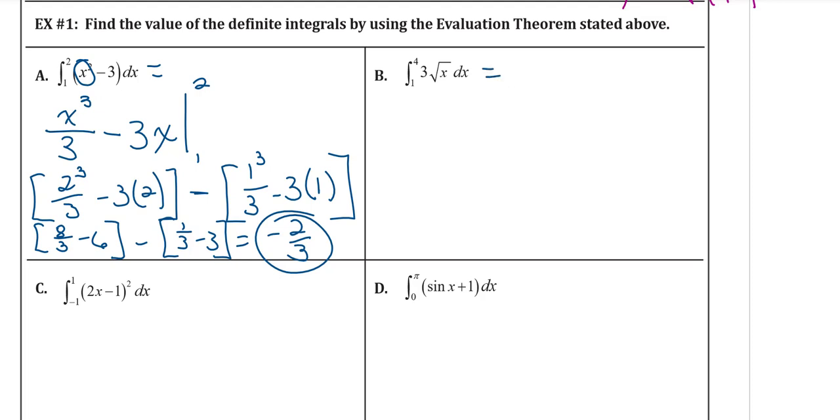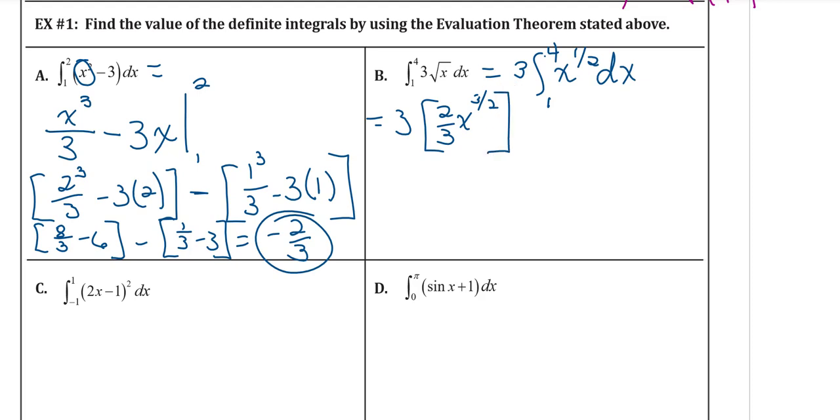Okay, so I'm going to do part B. And I want to first remember some of my properties of integrals so I can pull the 3 out, because that's a constant. And remember, the square root is x to the 1/2. So I can use my antiderivative rule for this since it's a power. So this is going to equal 3 times... Adding 1 to 1/2, I get 3/2. So dividing by 3/2 will be the same as multiplying by 2/3. And then this is going to be evaluated from 1 to 4.